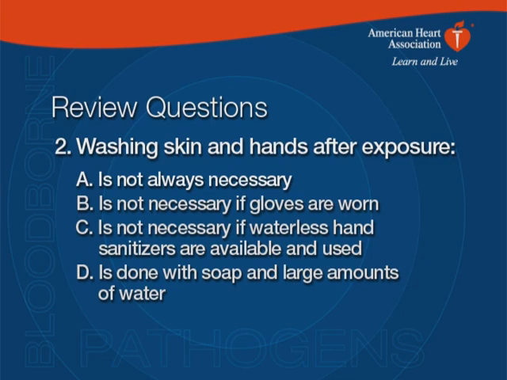Mark your answer on the Review Questions page at the end of the Make a Pact, Protect section of your student workbook. Washing hands and skin after exposure, A, is not always necessary. B, is not necessary if gloves are worn. C, is not necessary if waterless hand sanitizers are available and used. Or D, is done with soap and large amounts of water. The correct answer is D. Soap and water is the best protection against illness from bloodborne pathogens.